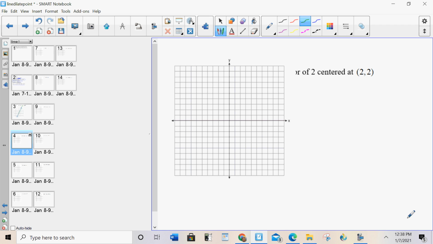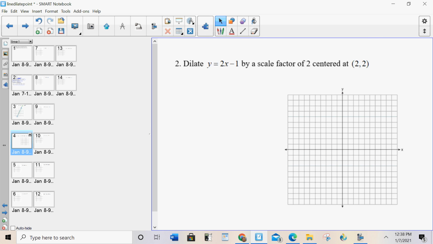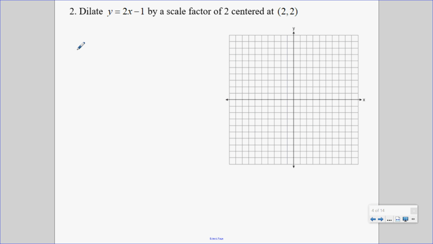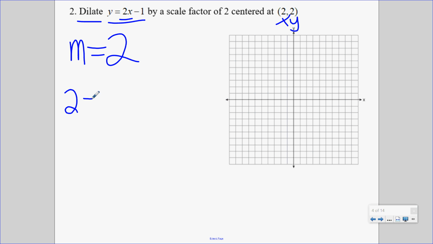Now number 2 is very similar. Again, it's 2x minus 1. So let's go through this like I'd be going through this on a test. Line dilations, parallel, keep the slope. Center on the line, sub x and y. So I'm replacing y with 2 and x with 2.